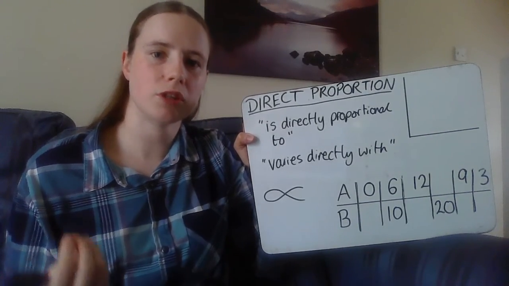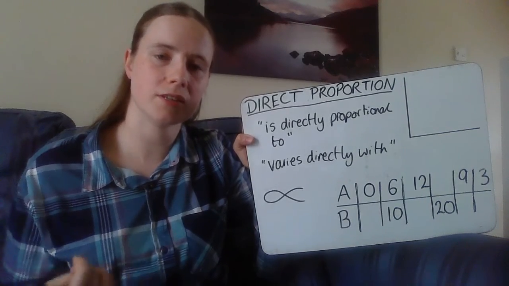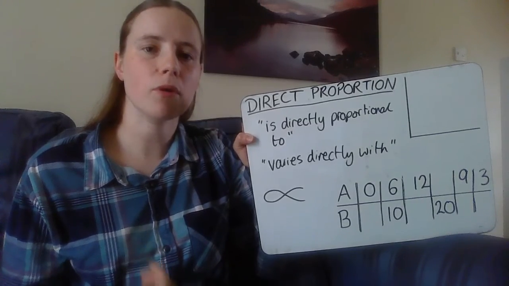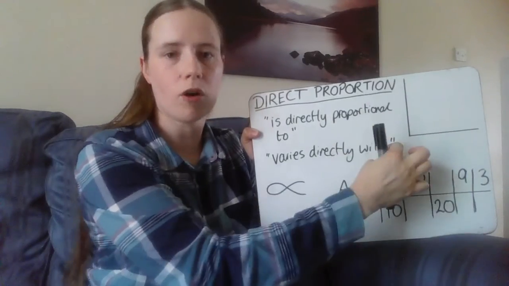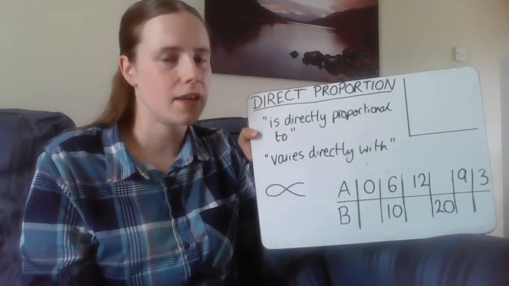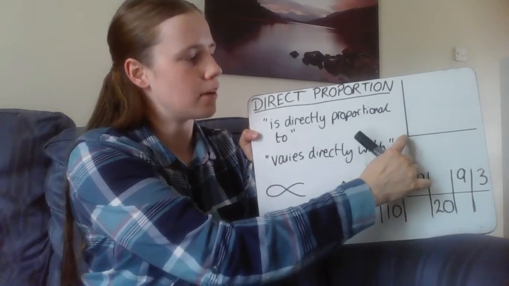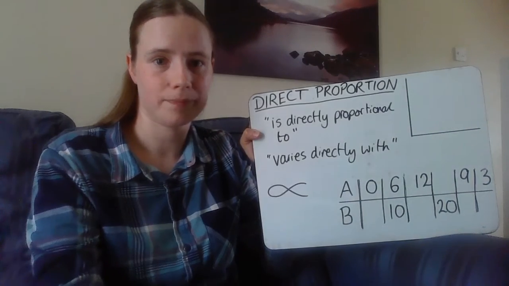So with direct proportion, if one number doubles, the other one does as well. Or if it triples, the other one does. If one of them halves, the other one will halve as well. If we plotted a graph of the amount of petrol against the cost, what you would expect to find is a straight line, okay? And that straight line should go through 0, 0, because if you put no petrol in your tank, you shouldn't have to pay anything at all.